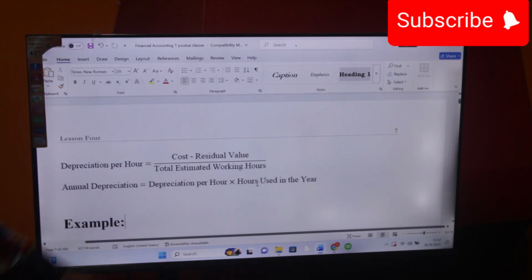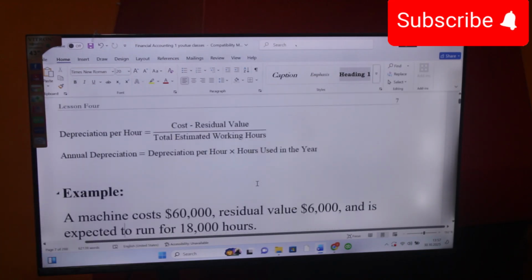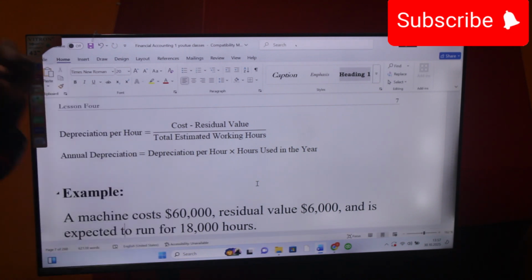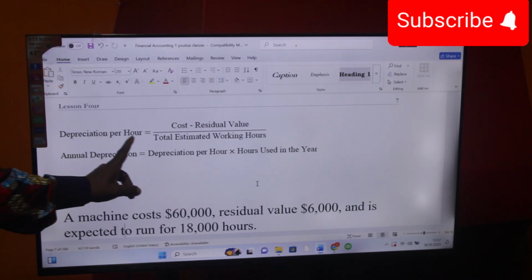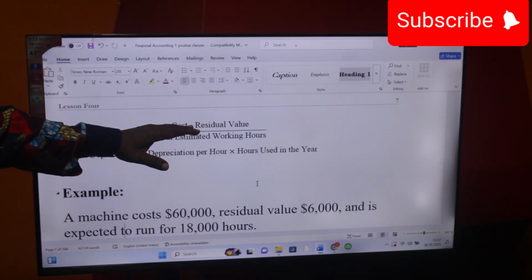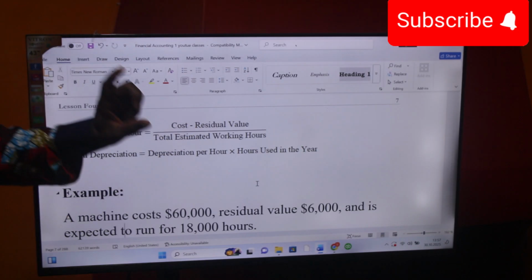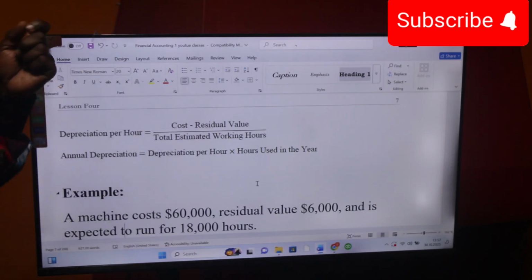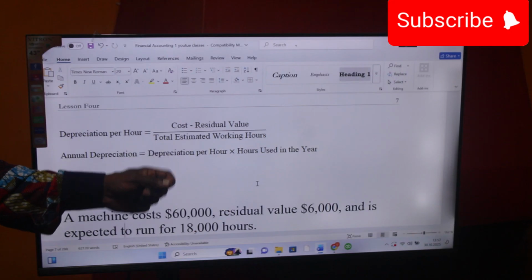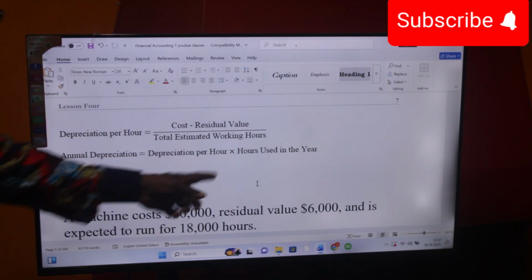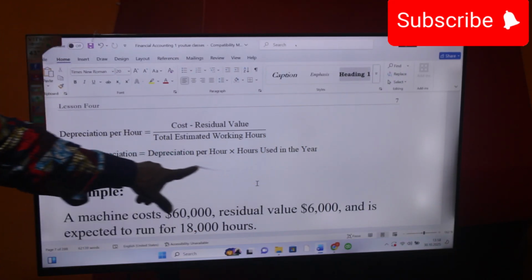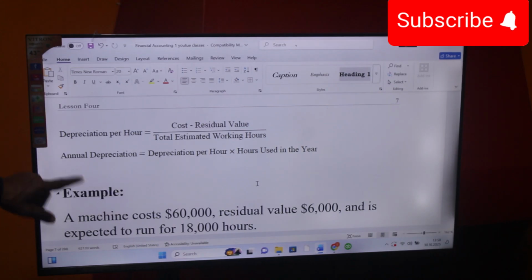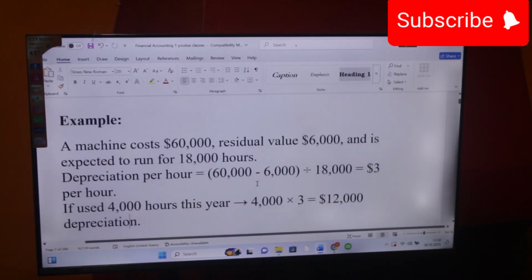Depreciation per hour is equal to the cost minus residue value to get the depreciable amount. Then you divide by the total estimated working hours to get the depreciation per hour. The depreciable amount, which is cost minus residue value, you divide by the total estimated working hours to get depreciation per hour, and therefore you take the number of hours used and multiply by depreciation per hour to get the annual depreciation.